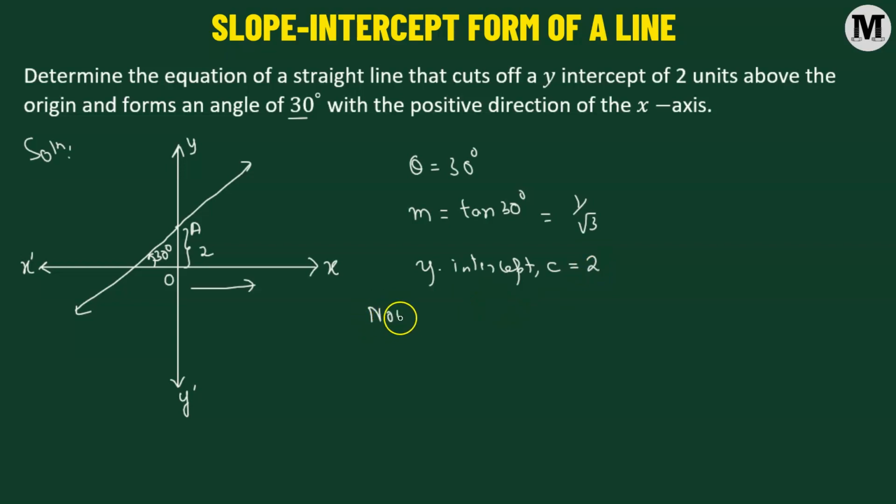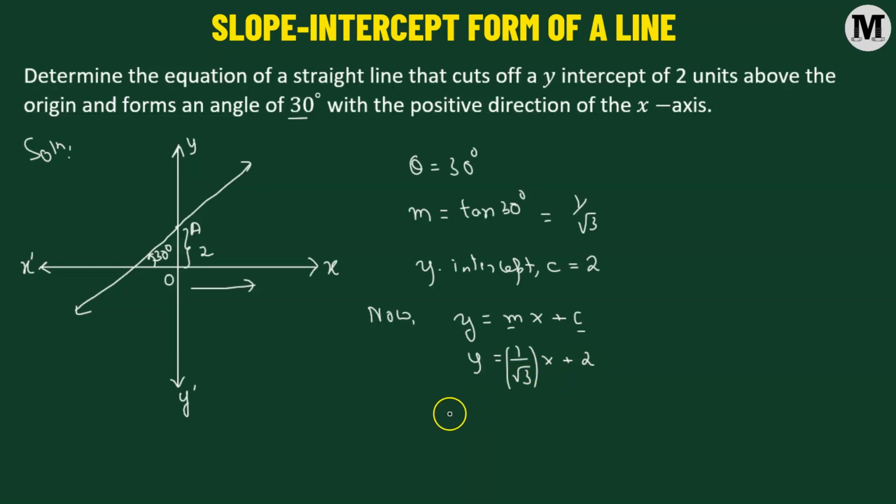Now to find the equation of the line, we'll use the slope-intercept form, which is y equals mx plus c. m will be the slope of the line and c is the y-intercept. So replacing the value of m with 1 over square root of 3 and the value of c with 2, we get y equals 1 over square root of 3 multiplied by x plus the y-intercept c. This is going to be the equation of the line.